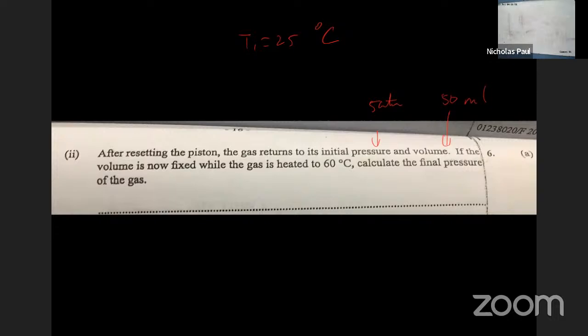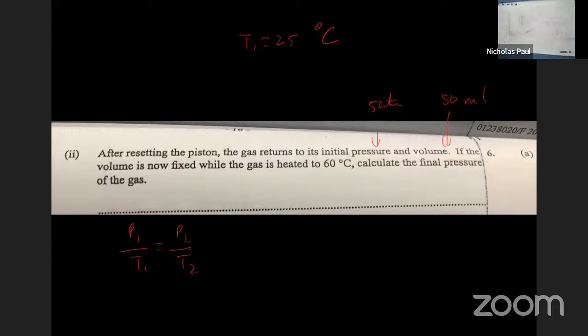I just wrote it down here. I wrote down all the laws and what's constant. If you look next to pressure law, you will see volume constant. Right? So it means that you're using pressure law. Okay, so you're using pressure law.